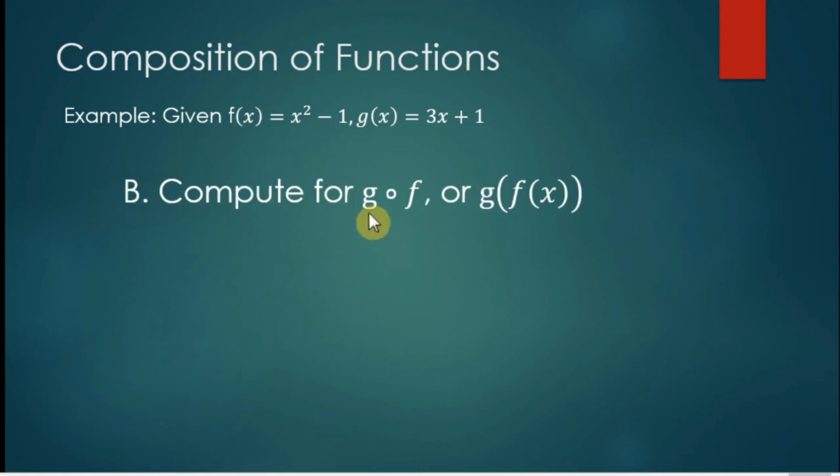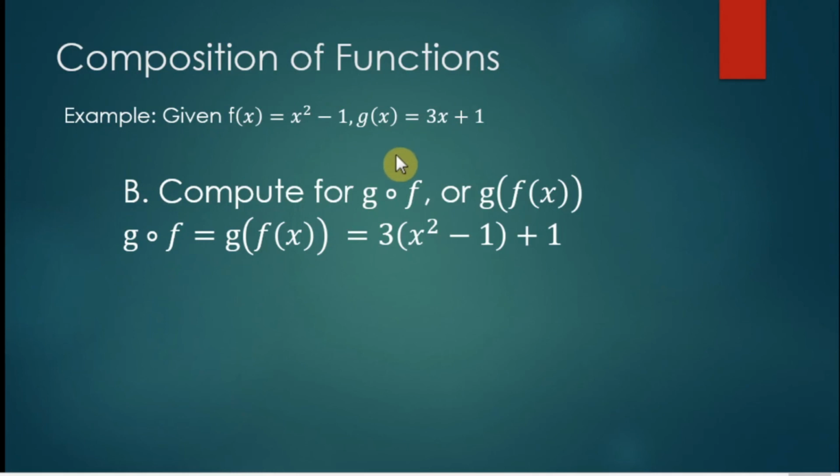Let's compute another one, this time g of f. In the first example, we computed f of g, but this time we are going to compute the reverse, g of f. Meaning, f now becomes our input to function g. What is function g? It's 3x plus 1. But our input is the entire f of x, so we change x here to x squared minus 1. That's what we see here. We can simplify this one by distributing 3 to both of the two terms here. So we have 3x squared minus 3, plus 1. Simplified as 3x squared minus 2.